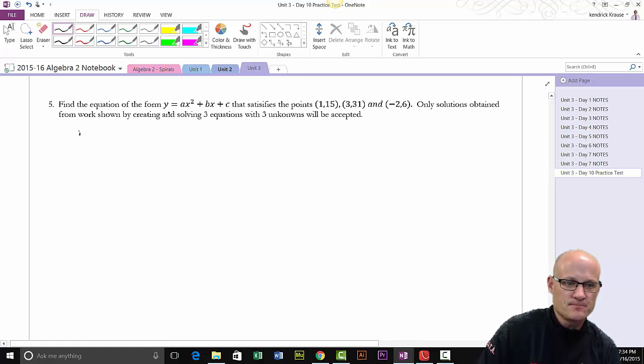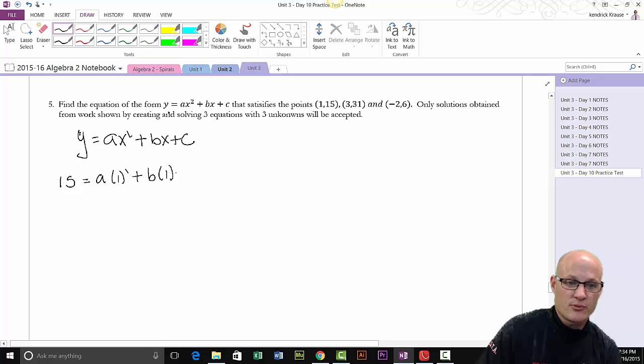So the equations are y equals ax squared plus bx plus c. So in for y goes 15, and then a times 1 squared plus b times 1 plus c. Well, this equation is 15 equals a plus b plus c. Here's my first equation.